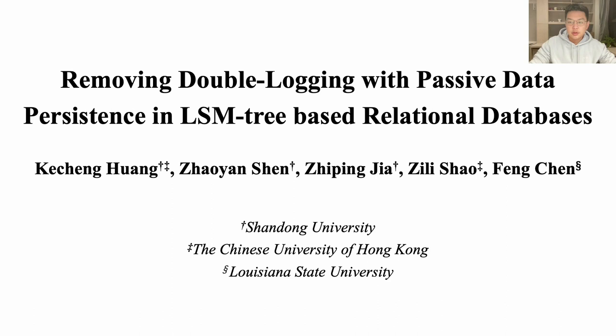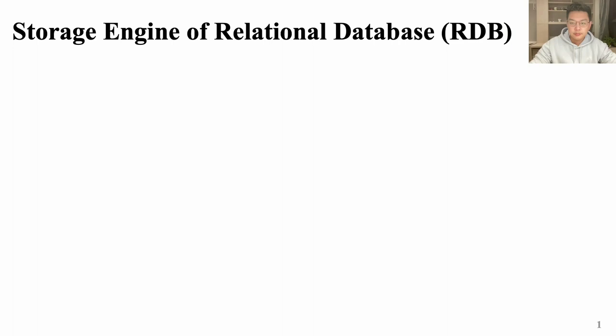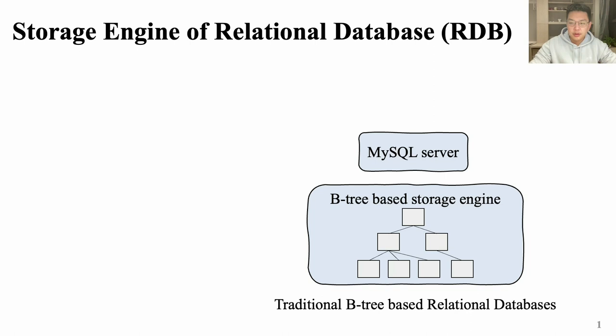Today, I am going to introduce our work, Removing Double Logging with Passive Data Persistence in LSM-tree-based Relational Database. Since the 1970s, relational databases have been playing a central role in the heart of enterprise systems. The storage engine, as a core component in RDBs, typically adopts a B-tree-based structure, which has been heavily tuned and optimized for traditional database workloads.